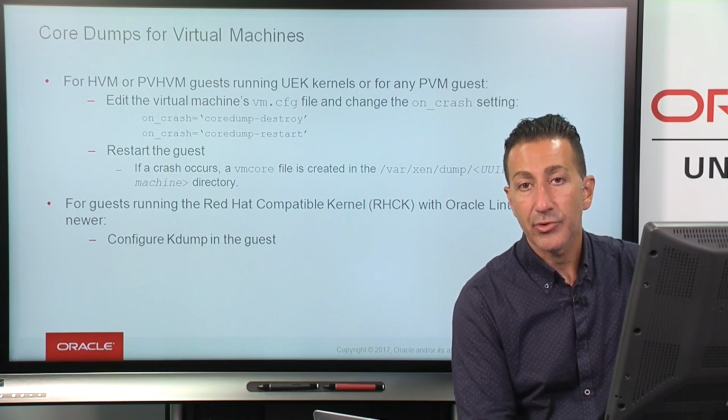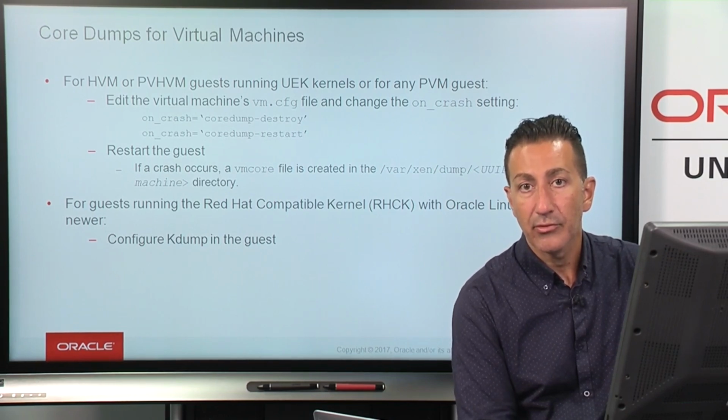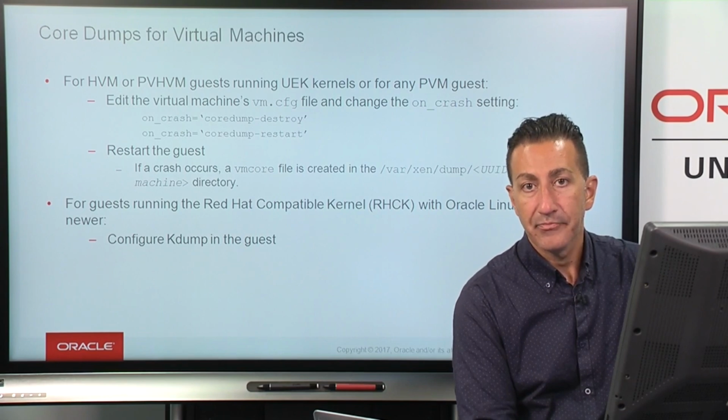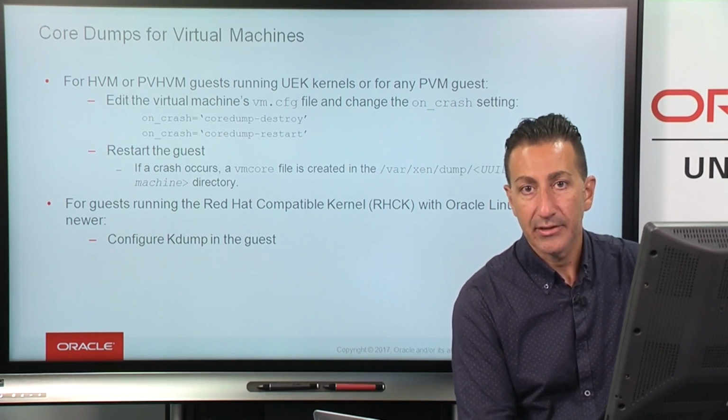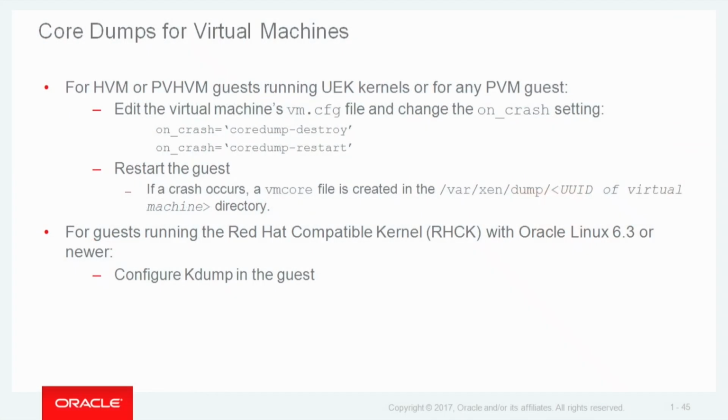Core dump dash destroy is when, for example, the virtual machine crashes and is shut down abruptly. And core dump dash restart is when the VM is restarted automatically. So we need to do this, and after that we need to edit this file, and after that we need to restart the guest.